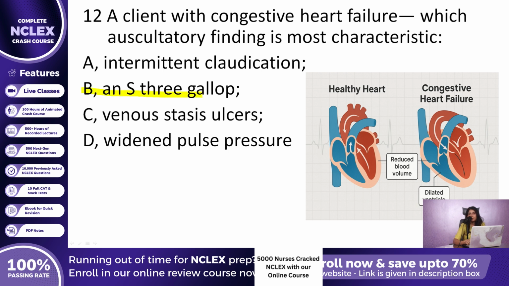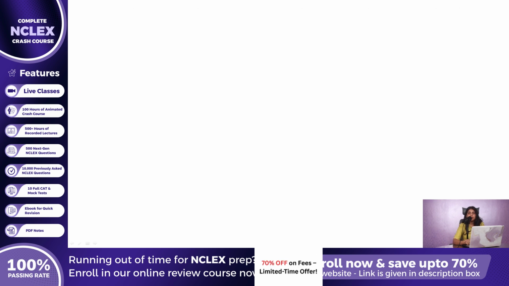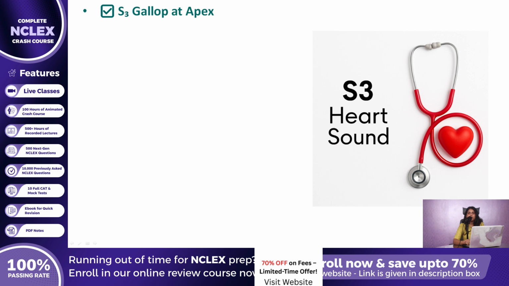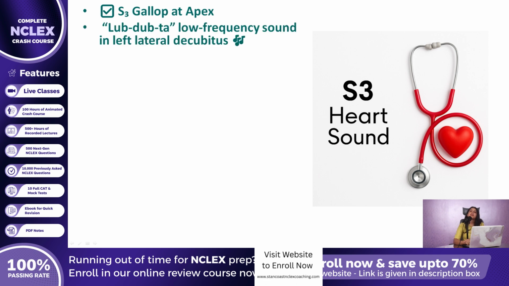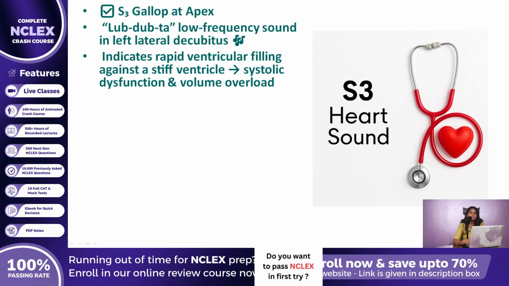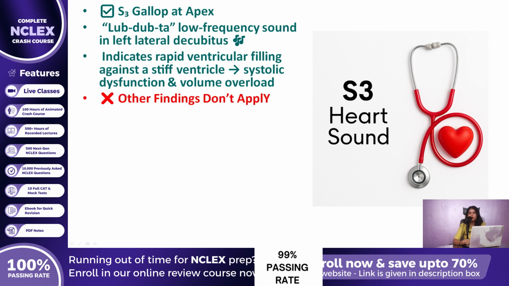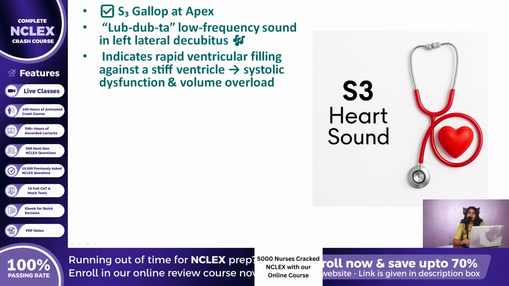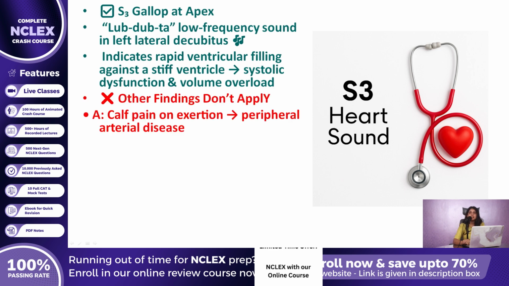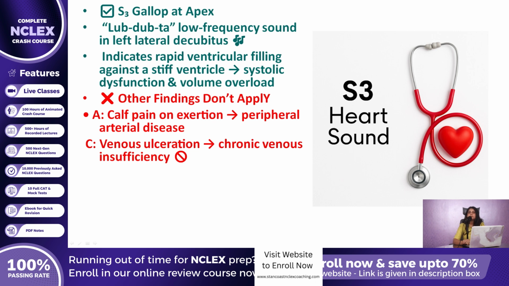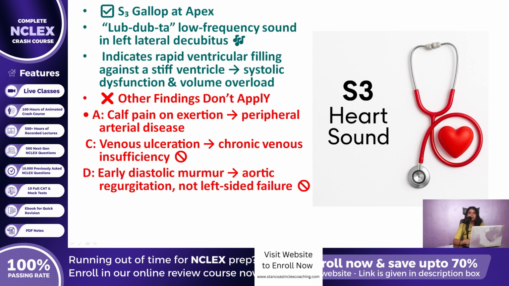The S3 gallop, because this extra low-frequency lub-dub-taw sound heard at the apex with the client in left lateral decubitus reflects rapid ventricular filling against a stiff ventricle, an unmistakable sign of systolic dysfunction and volume overload. In contrast, A describes peripheral arterial disease, calf pain, C refers to venous ulceration from chronic venous insufficiency, and D more often indicates conditions like aortic regurgitation rather than left-sided heart failure.